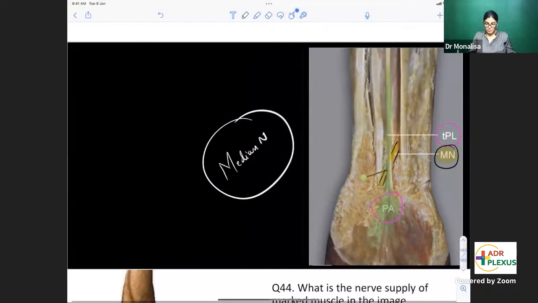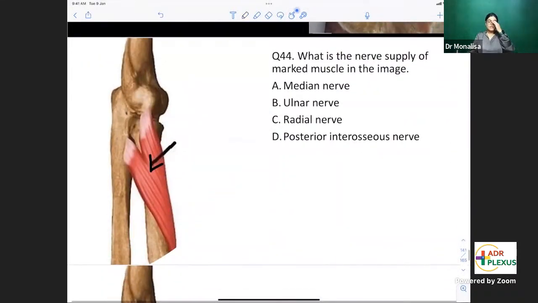Let's move on to the next question, number 44. What is the nerve supply of marked muscles shown in the image? Can you appreciate the arrow marked structure? Which muscle is this? Firstly, write down the name of the muscle and then tell me the nerve supply.